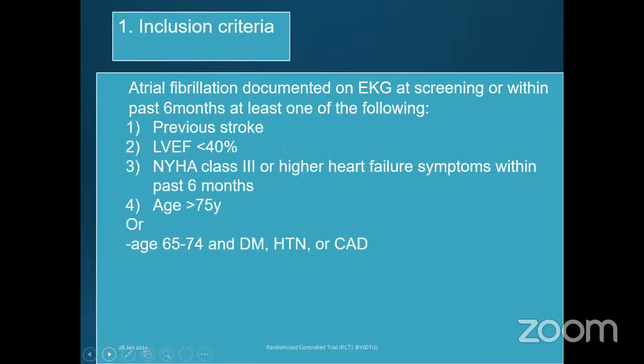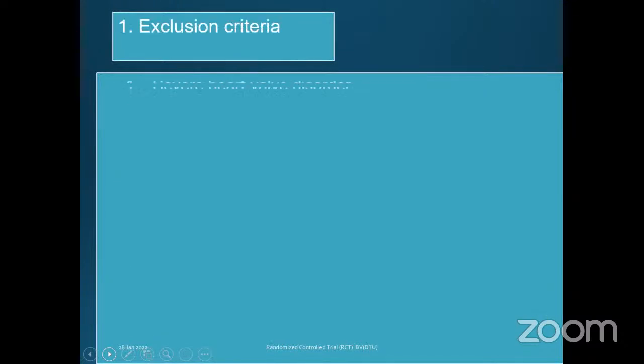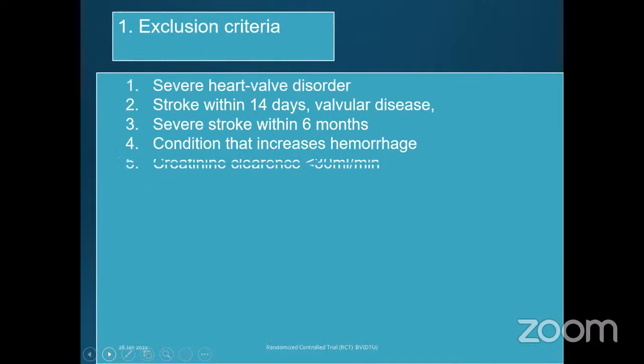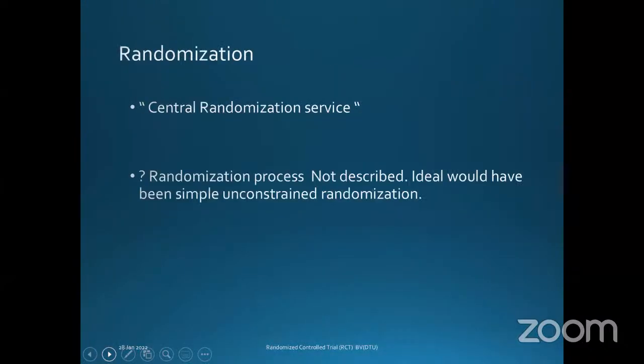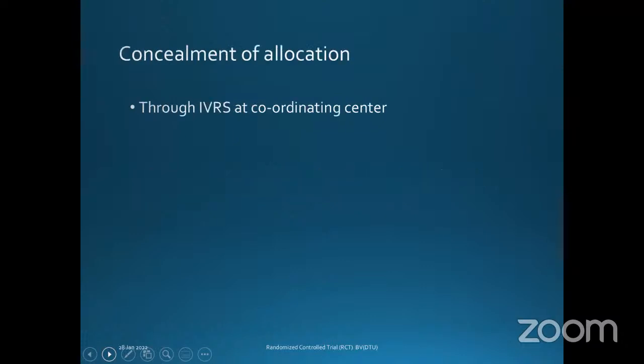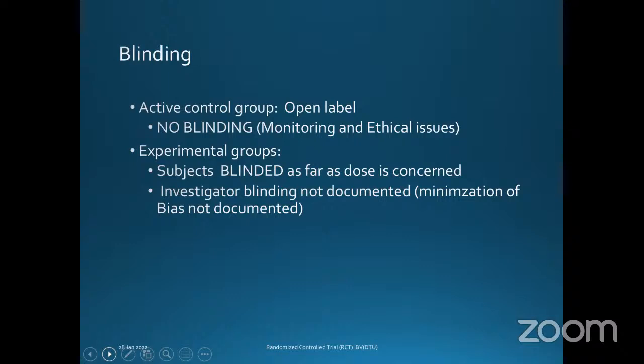The study design has been done, so mixed non-inferiority, atrial fibrillation population documented on EKG, how it was selected, what are the inclusion criteria, what are the exclusion criteria of this, and there is randomization, central randomization service. The randomization process was not described, but in the trial, ideal would have been simple, unconstrained randomization, concealment of allocation through IVRS at the coordinating center. Active control group, open label, no blinding.